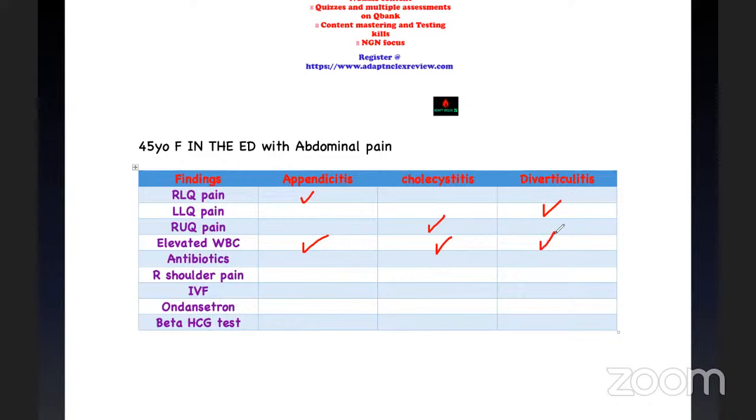You should not be surprised because they are all -itis conditions. If all of them are -itis, then they should have signs of infection, so all of them will be elevated.